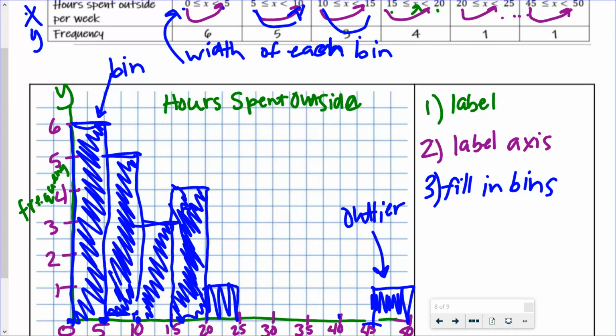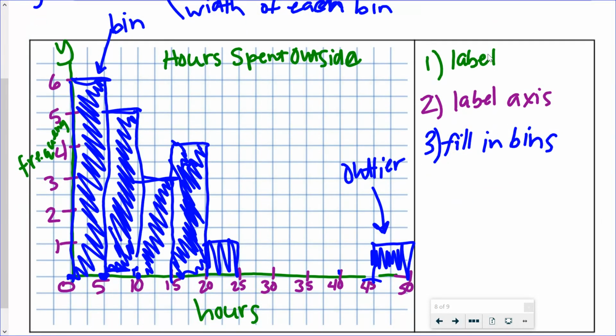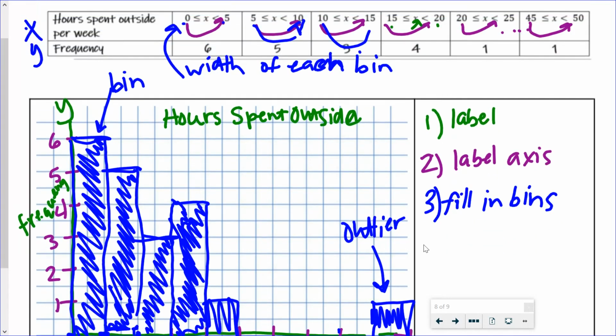So that is the outlier, and that is a histogram. Our steps are to label the axes, label with the names, then label with the values, and finally that's when we're going to draw the bins or draw our frequency amounts.